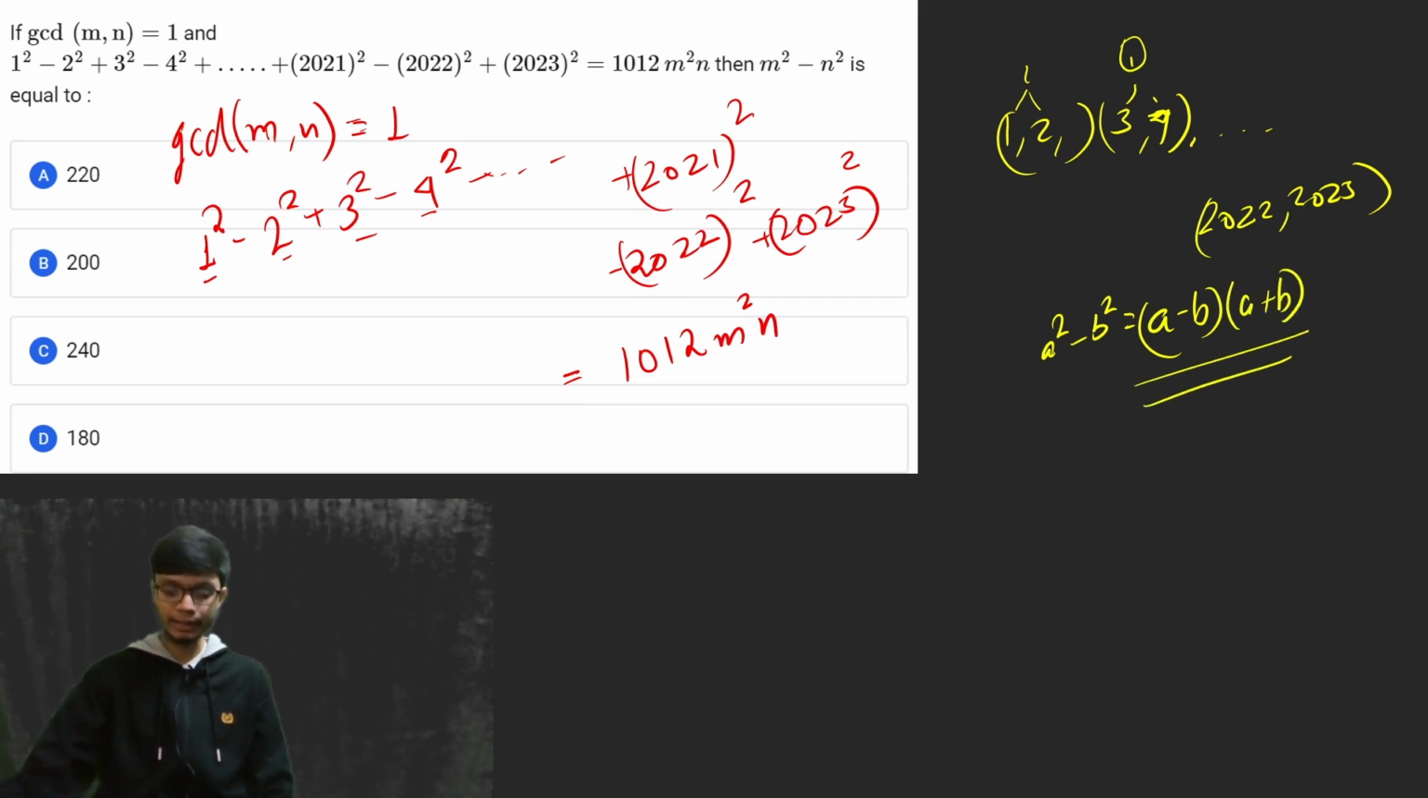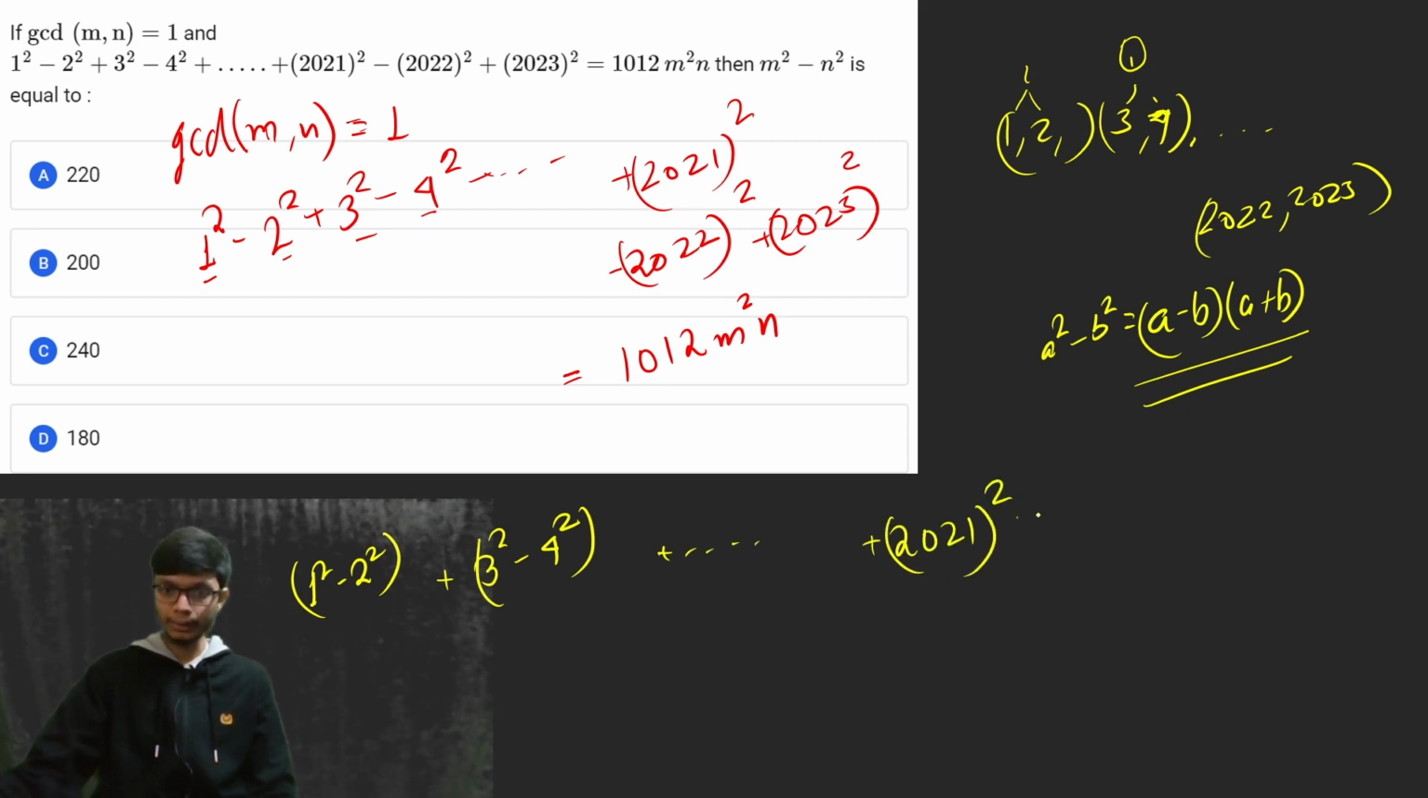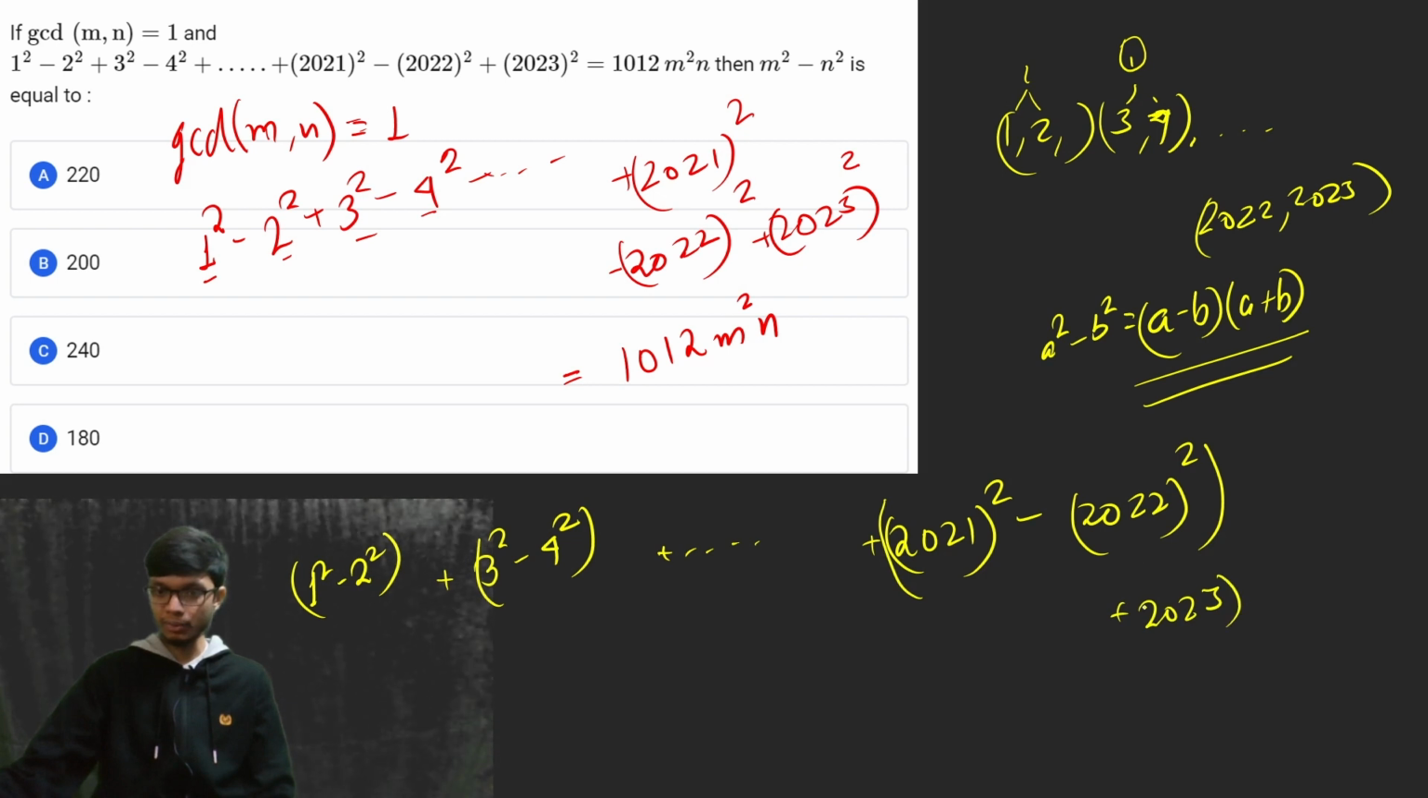And if I do so, I can write 1 square minus 2 square as 1 minus 2 into 1 plus 2, plus 3 square minus 4 square, taking this in a bracket. Okay, and in a similar fashion I will go on up to 2021 whole square minus 2022 whole square. Now this will be a bracket over here, and the pair for 2023 is absent. How am I choosing a pair? The pair has the ending term with a negative square. So these are the pairs which have the ending term as a negative whole square.